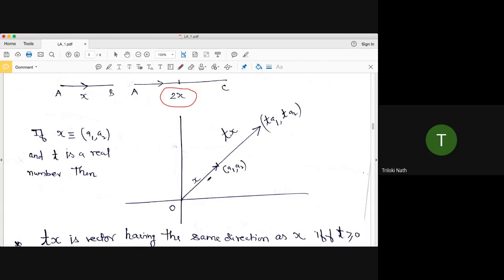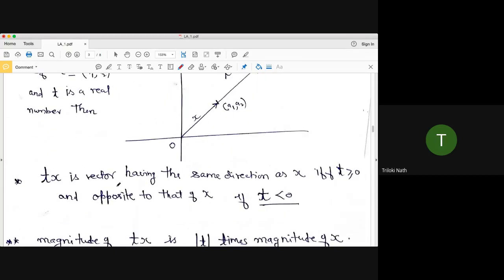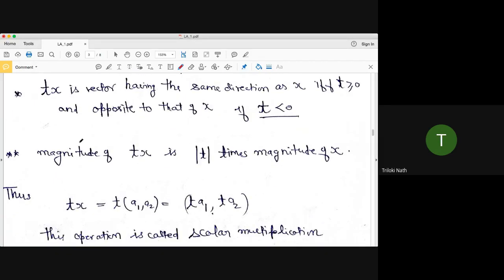So in this direction, if x is a vector and t is positive, suppose greater than 1, then this vector ta1, ta2 will be tx. So clearly, tx is a vector having the same direction as x if and only if t is greater than or equal to 0, and opposite to that of x if t is negative. So if t is negative, what will happen? It will be the opposite direction, right? Okay, and what about magnitude? Let us see about magnitude. The magnitude of tx is the absolute value of t times the magnitude of x.